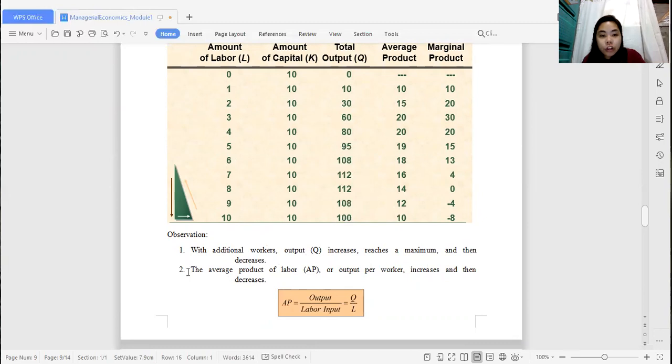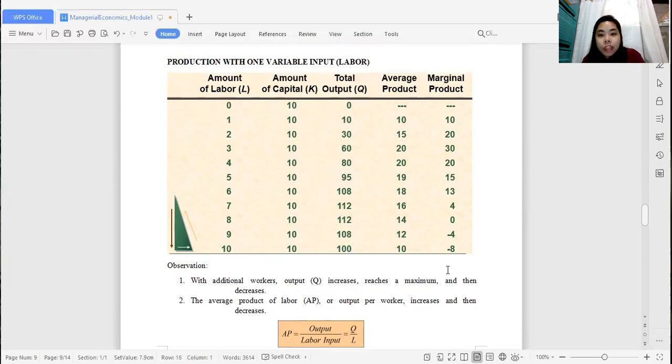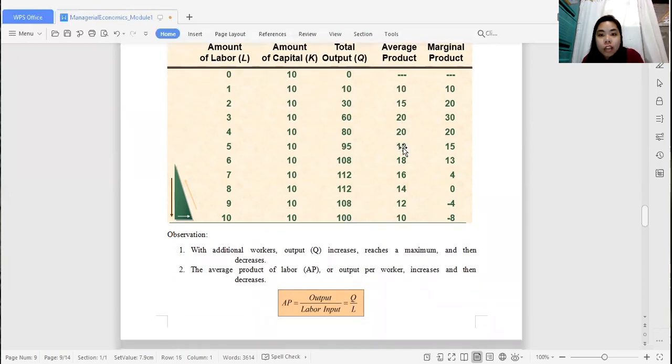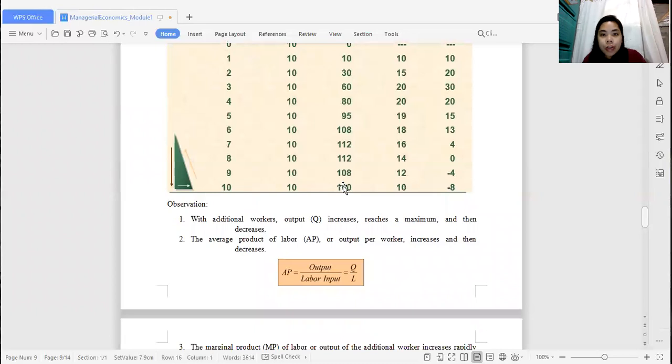So next observation, the average product of labor, or output per worker, increases and then decreases. So let's go to the average product. It's the same. So 10, 15, 20, 20, 19, 18, 16, 14, 12, and 10. So it increases, then eventually decreases. So the highest average product is 20. Then it decreases. So first is the formula for average product, but I already explained this earlier. So for you to understand, no need to memorize it.